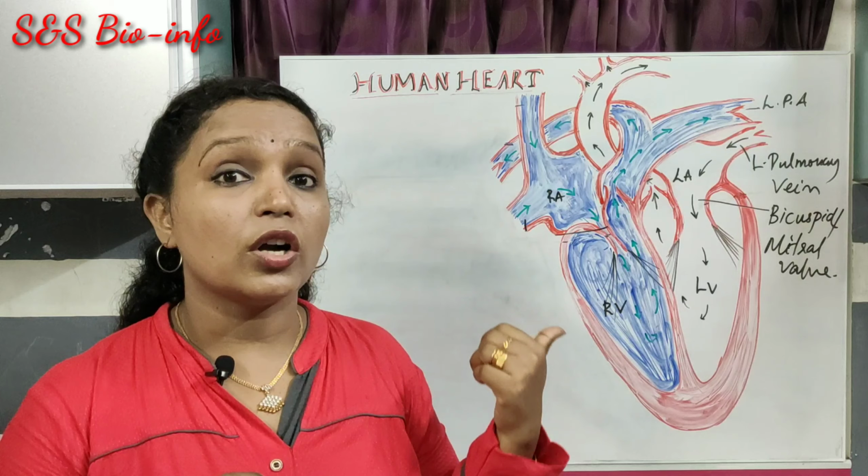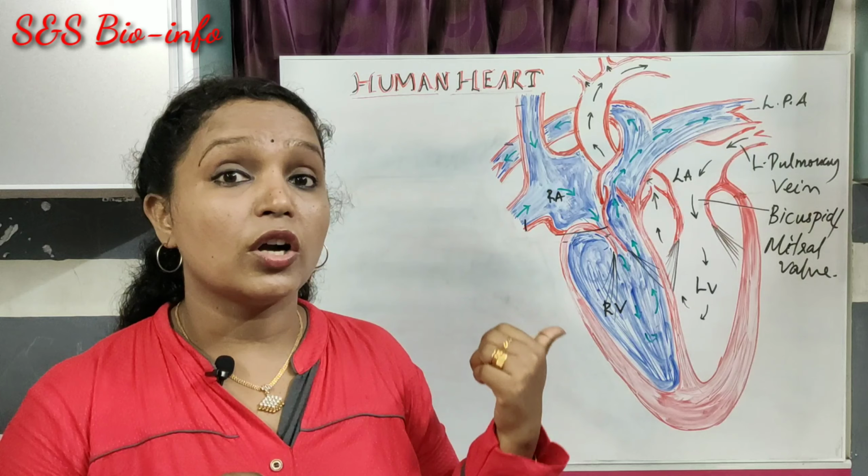There is another set of valves called the semilunar valves. Semilunar valves are half moon shaped valves. Supposedly half moon shaped, that is not visible here. So you can see the representation of the valves. The semilunar valves are present in between the ventricles and the respective blood vessels. First one is in between the right ventricle and the pulmonary aorta.